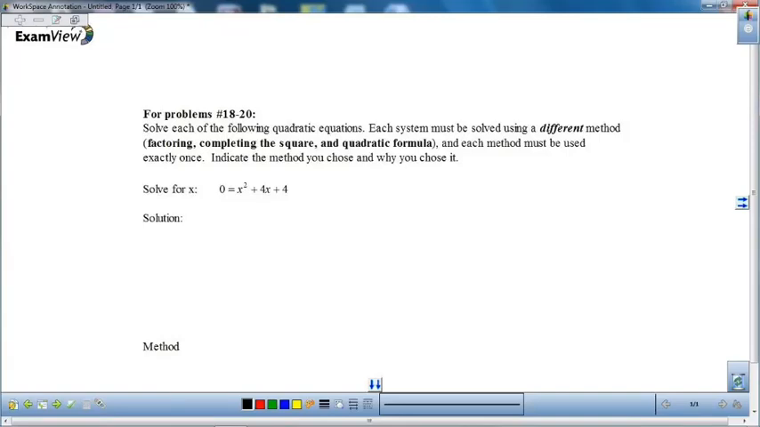For the next three problems, we're going to have to solve this by either completing the square, quadratic formula, or by factoring. So we need to decide three different methods for three different problems. So the first one I'm going to solve by factoring because it's the only one that's factorable.